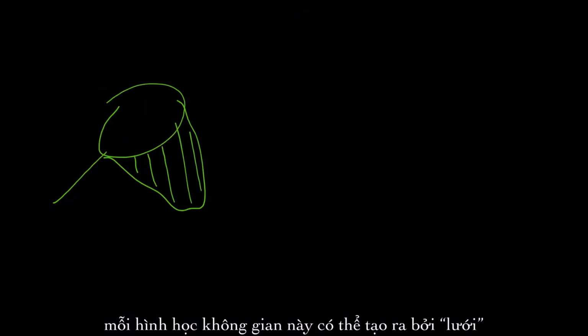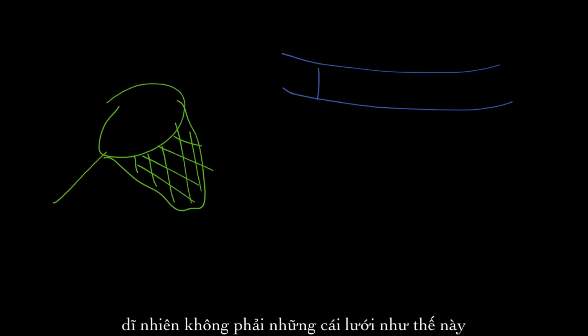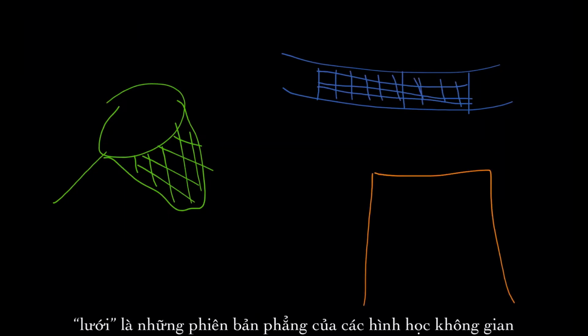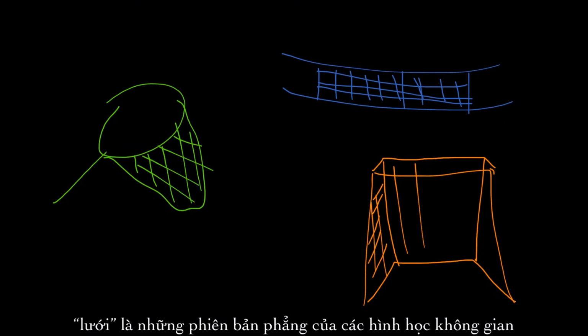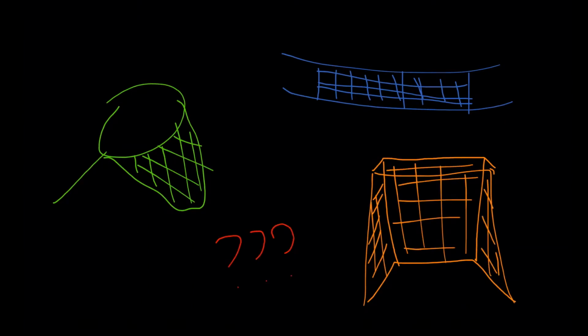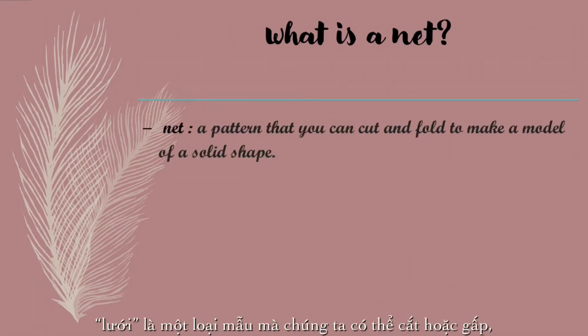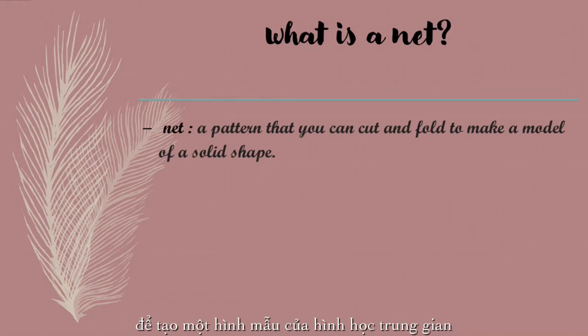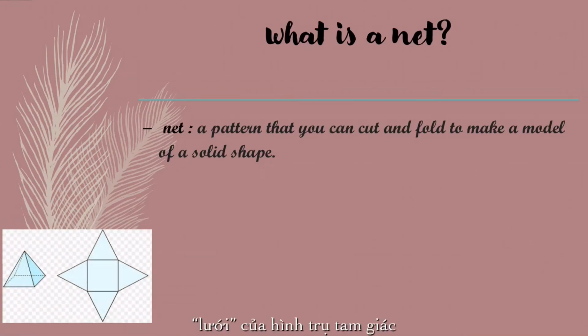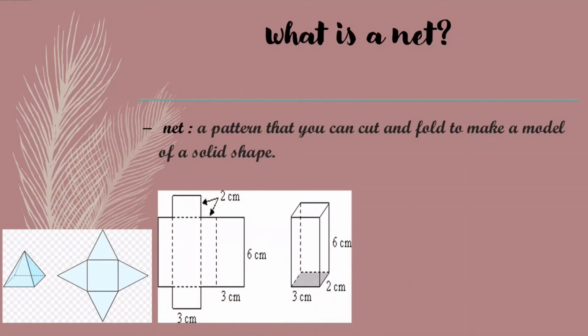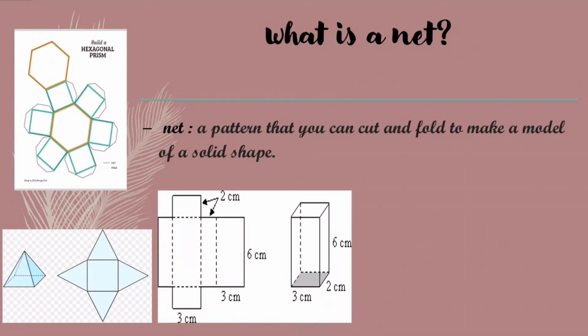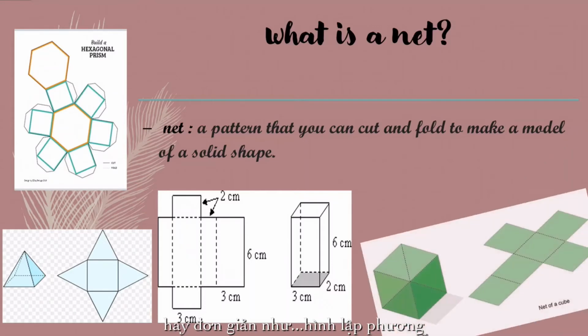Each of these solid shapes can be made from a net. Well, of course not these nets. A net is a flat shape which can be cut out or folded to make a solid shape. So let's learn some vocabulary. What is a net? A net is a pattern that you can cut or fold to make a model of a solid shape. For example, the net for the square base pyramid, a cuboid, a hexagonal prism, or just as simple as a cube.